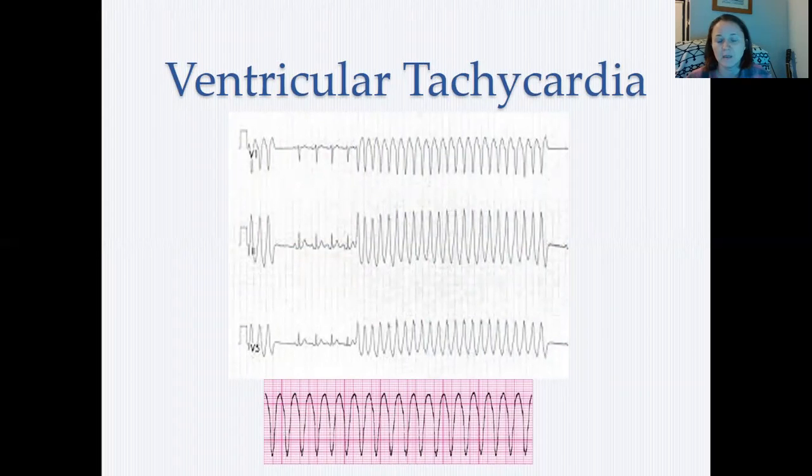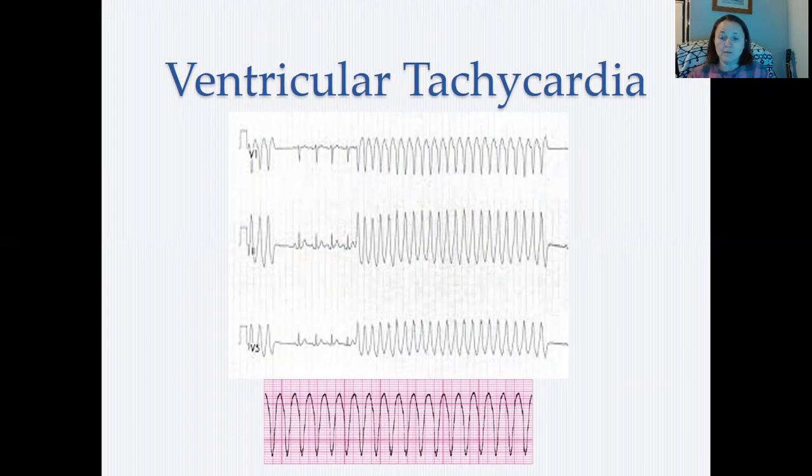You may have a 30-second run of VTach, a 10-second run of VTach, a 5-second run of VTach. So how it is impacting perfusion is going to impact how we're going to treat it, just like with everything else. But what we're going to talk about in this part is sustained VTach.